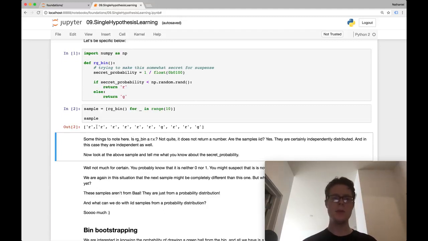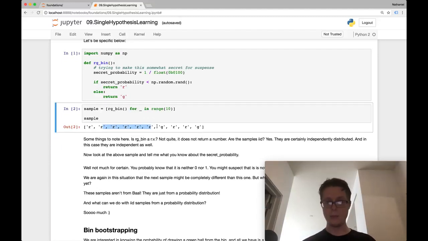This sample could be misrepresentative. Perhaps there's only like 10 red balls in the entire bin, and there's a bajillion green balls in the bin. For some reason we drew this sample that looks like this.